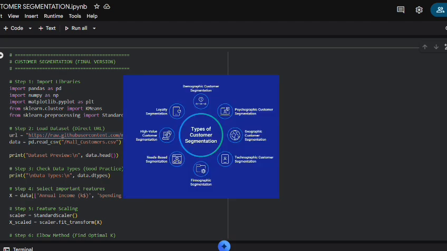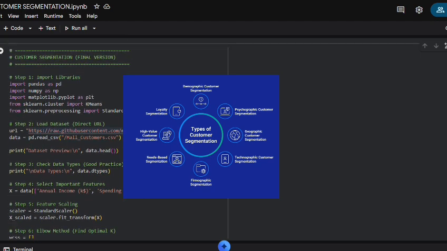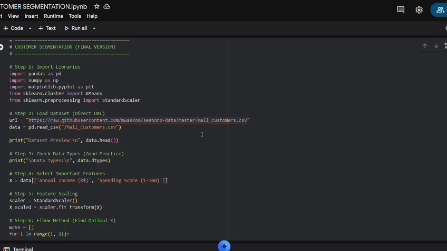Customer segmentation is an unsupervised machine learning technique where the main goal is to group customers based on similar characteristics without using predefined labels. Unlike supervised learning, where we already know the output, here the model itself discovers patterns hidden in the data. In this project, we use the Mall Customers dataset, which contains features such as customer ID, gender, age, annual income, and spending score.